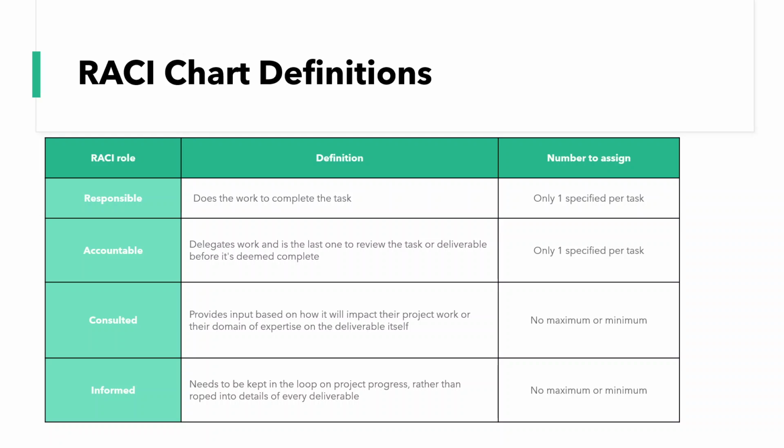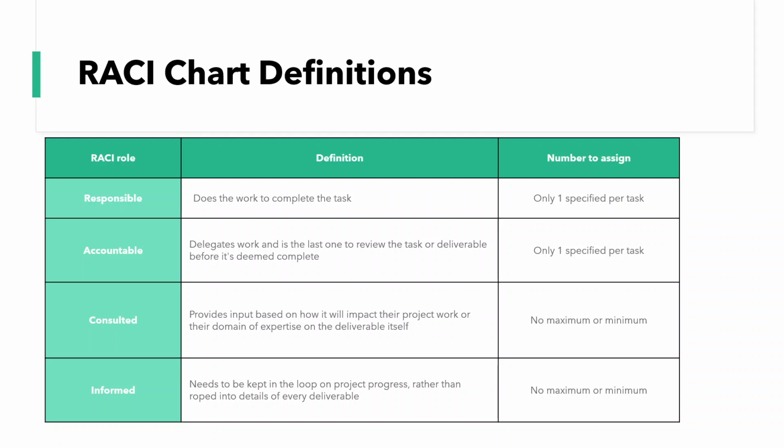So I'd just like to bring to your attention a couple of different definitions to be aware of. So back to those RACI roles, the responsible, accountable, consulted and informed, what do they actually mean? Well, some of them are pretty self-explanatory, but I'm going to run through them anyway. So responsible does the work to complete the task. So who is responsible? Who makes sure that the work is completed? Now, for each task, only one individual can be responsible for it.